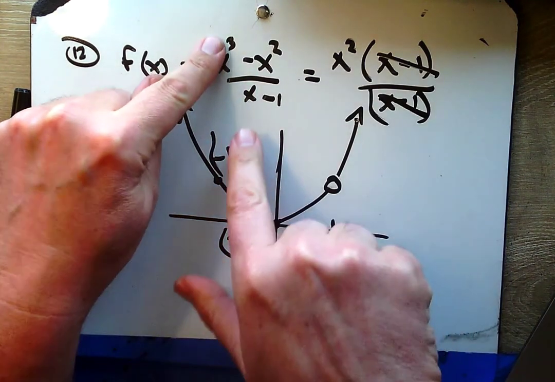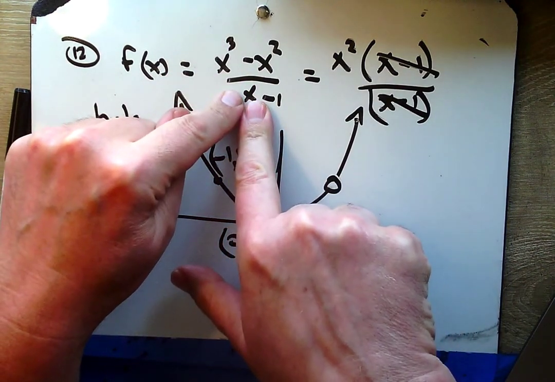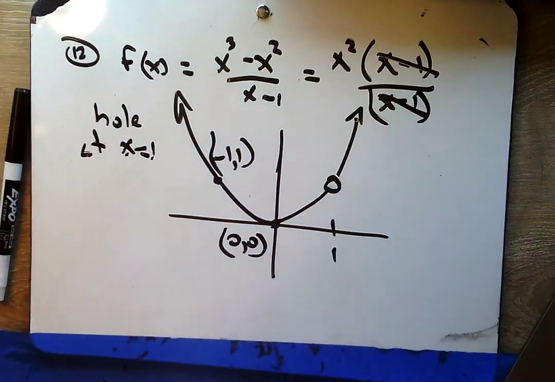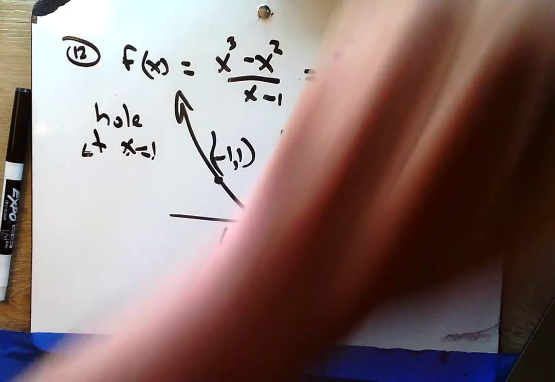Look, that's a third degree. That's a first degree. When I divide the third degree by the first degree, I get a second degree left over. Yep. Stranger things happen every day on planet Earth.